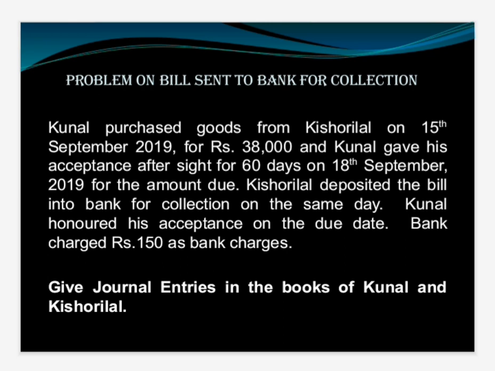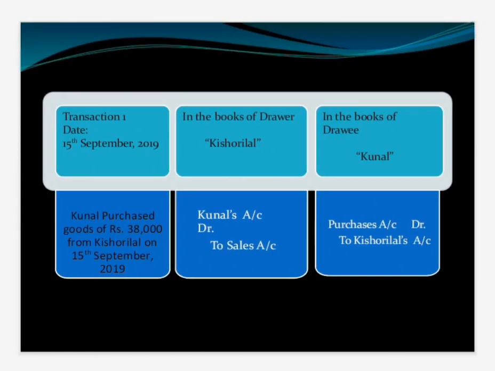Students, remember, while passing journal entries, first you have to understand who is the drawer and who is the drawee. As Kunal purchased the goods, he becomes the drawee, and Kisharilal sold the goods, so he is the drawer. Now, for better understanding, I have bifurcated the whole problem into small transactions so that it is easy to understand.